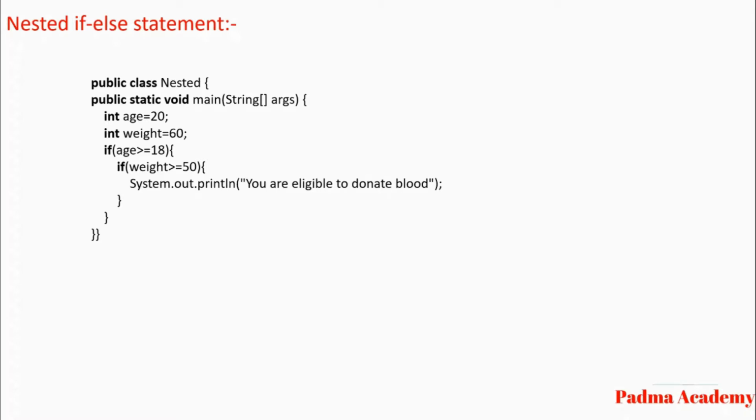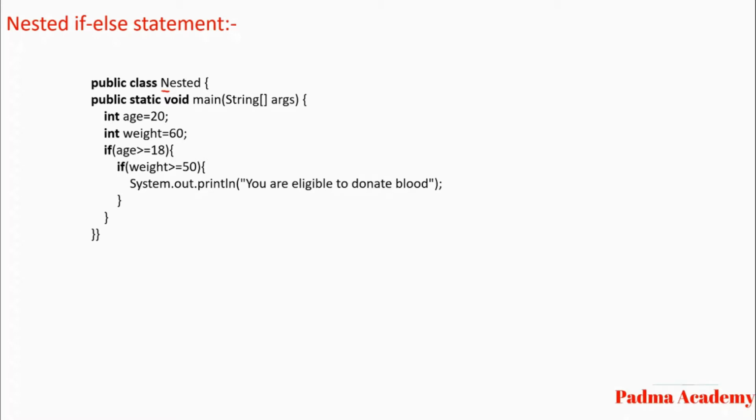Public class nested. Here nested is the file name as well as the class name, and the first letter of nested is capital. Okay, then public static void main. As you have learned C++, then you might know that there is a main method over there. Similarly in Java, here it is public static void main, and String args is just for the command line argument.